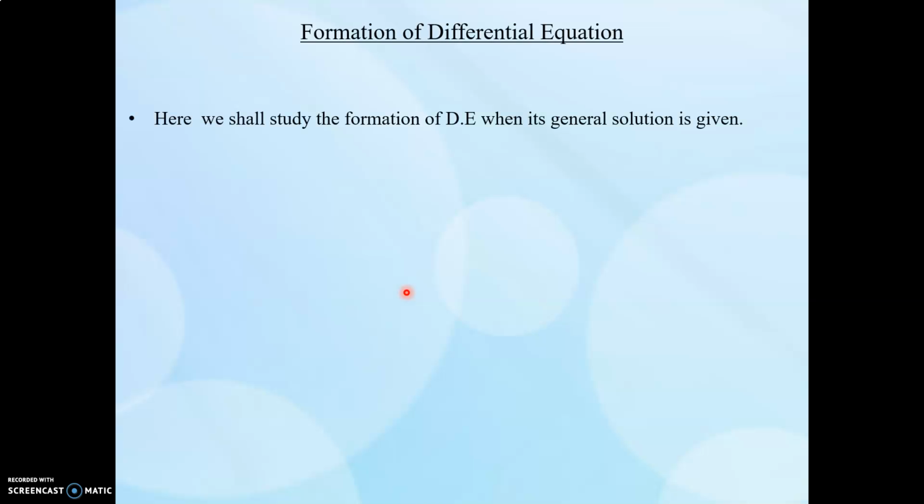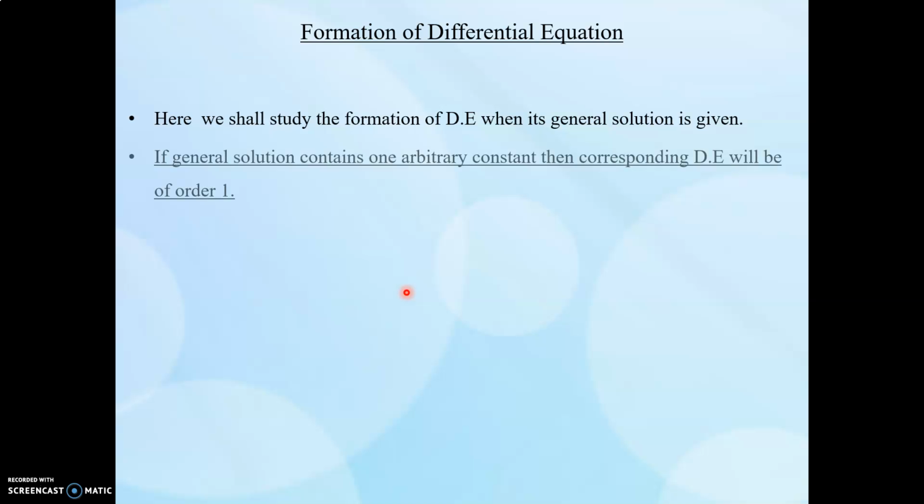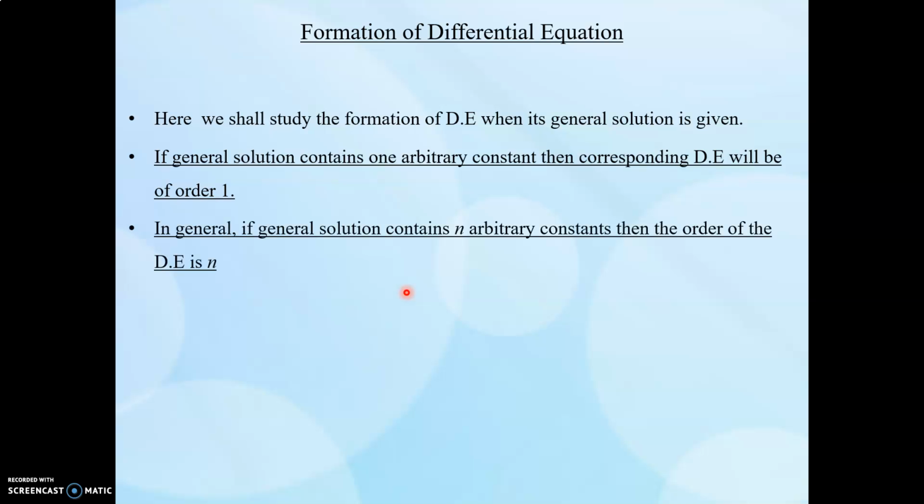Formation of differential equation. Here we shall study the formation of differential equation when its general solution is given. If the general solution contains only one arbitrary constant, then the corresponding differential equation will be of order 1. Similarly, if the general solution contains n arbitrary constants like C1, C2, capital A, capital B, these kinds of constants we are considering as arbitrary constants, then the order of the differential equation is n.